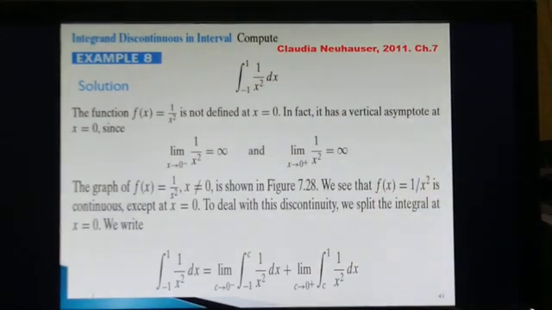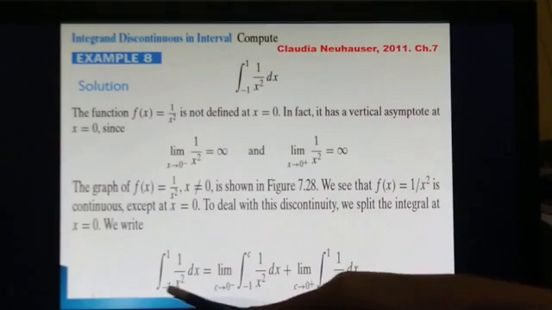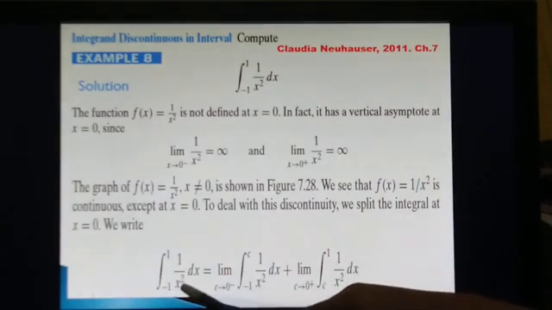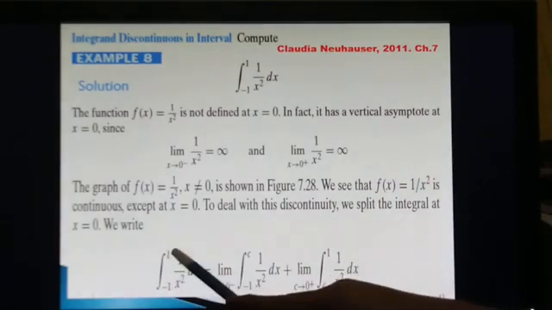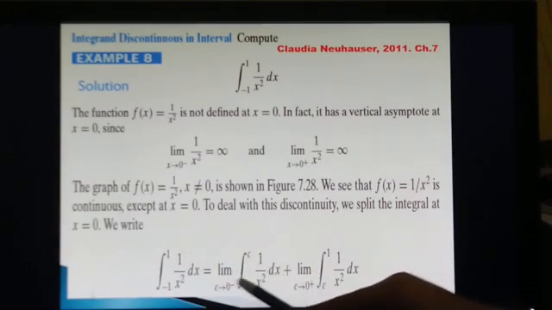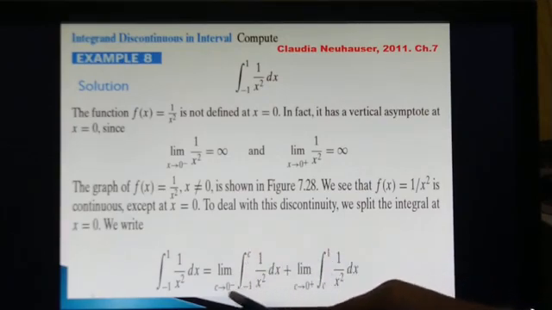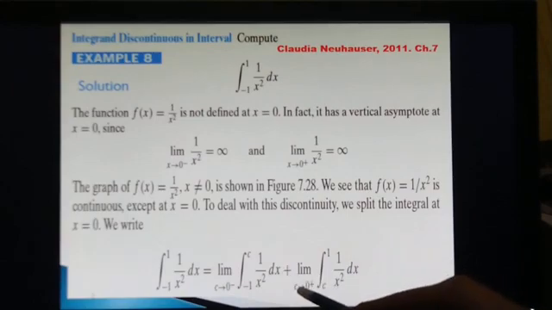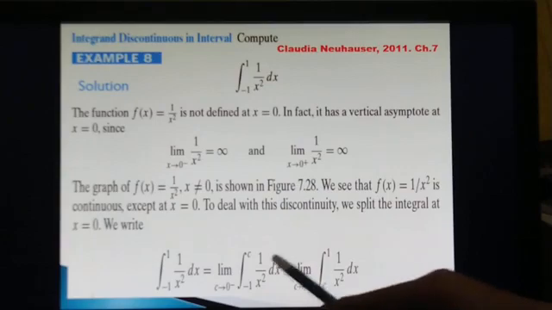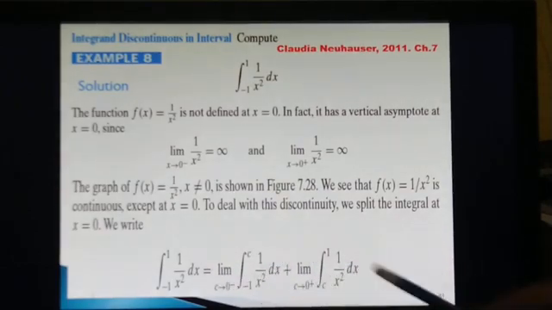So we have to count it the following way. The improper integral of 1 over x squared from minus 1 to 1, we have to split into two parts, that is the limit from minus 1 until c, and from c until 1. In the first part, c takes the limit to 0 from the left, and in the second, c takes the limit to 0 from the right.